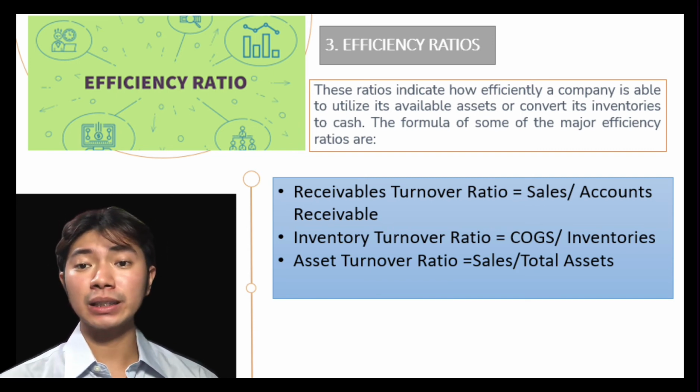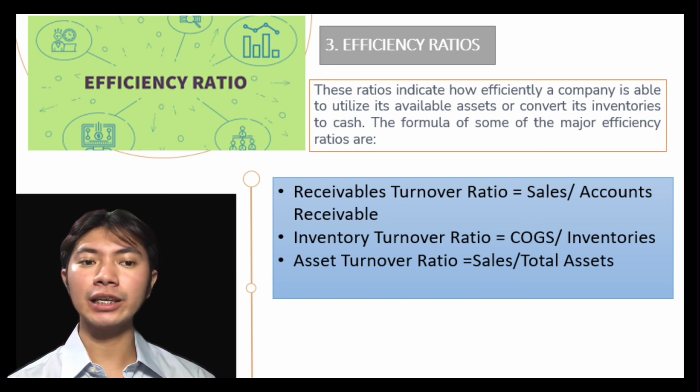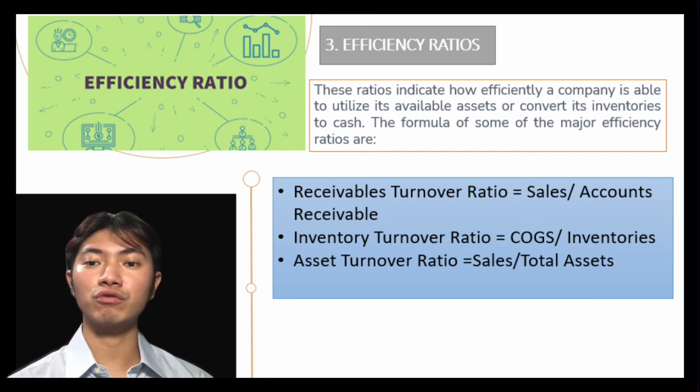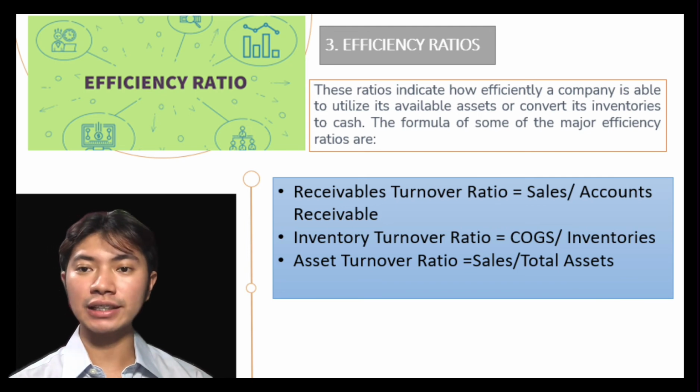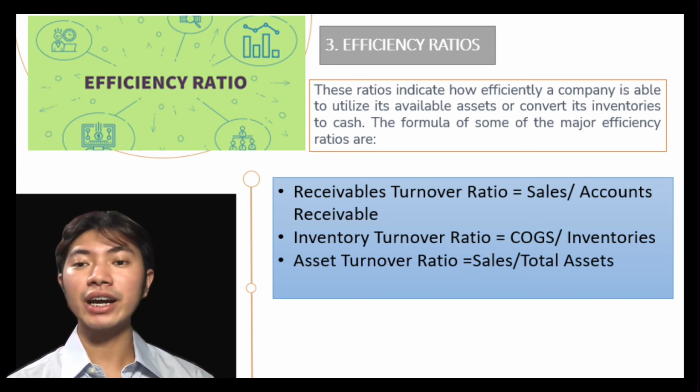Ito ang receivables turnover ratio that is equals to sales divided by accounts receivable. Inventory turnover ratio that is equals to cost of goods sold divided by inventories. Asset turnover ratio that is equals to sales divided by total assets.